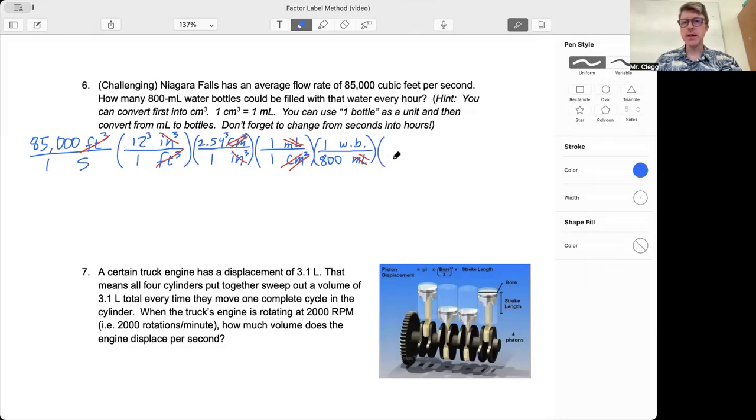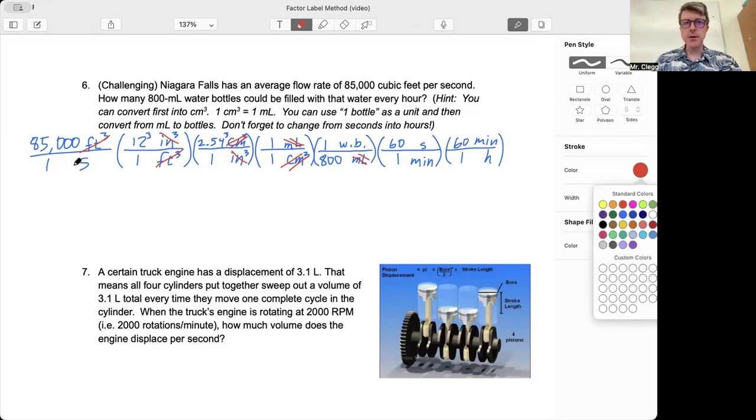So let's go ahead and just keep adding. Now we're going to take care of that seconds down there. Put seconds up top to minutes. Look at that, 60 seconds in 1 minute. And then we'll do minutes per hour, 60 minutes in 1 hour. Let's cancel out our units.